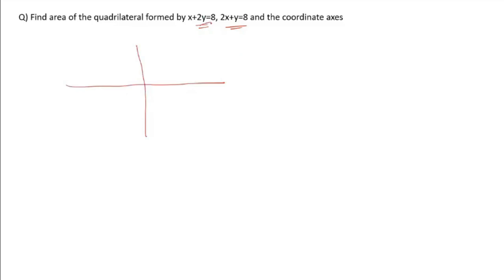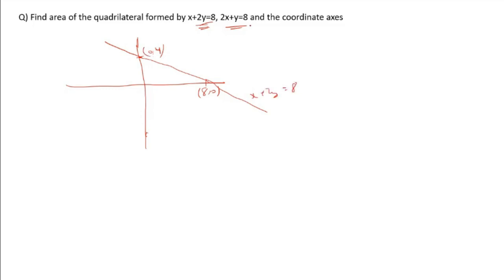So let's first plot x plus 2y equal to 8. As we covered, the fastest way to do it is to see the intercepts and join them. So the x-intercept: you put y equal to 0, so 8 comma 0. The y-intercept: you put x equal to 0, so it will be 0 comma 4. So basically here 0 comma 4. So it is this line. You can extend it obviously, but it is this one. So this line is nothing but x plus 2y equal to 8.